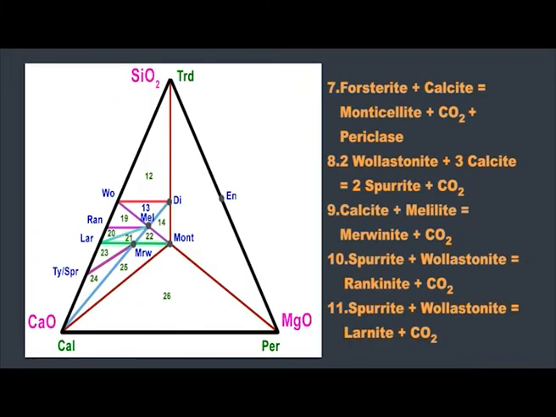Seventh, forsterite plus calcite give rise to monticellite plus CO2 plus periclase. Eighth, 2 wollastonite plus 3 calcite give rise to 2 spurrite plus CO2. Ninth, calcite plus melilite give rise to merwinite plus CO2. Tenth, spurrite plus wollastonite give rise to rankinite plus CO2. Eleventh, spurrite plus wollastonite give rise to larnite plus CO2.